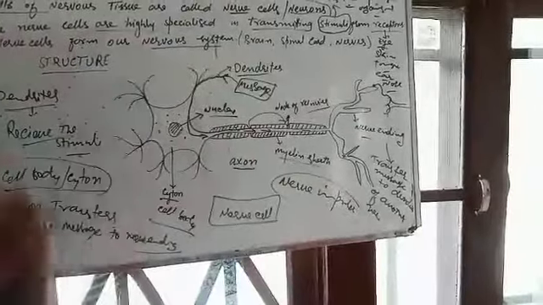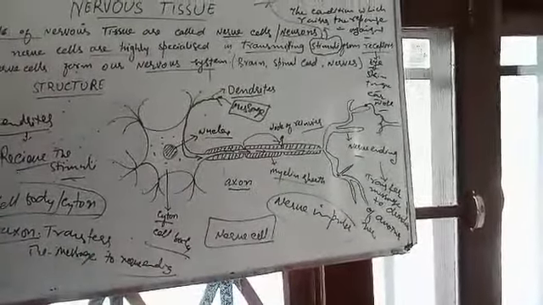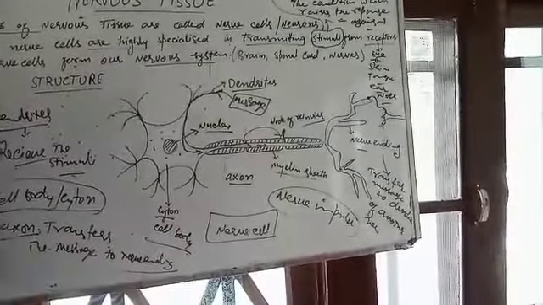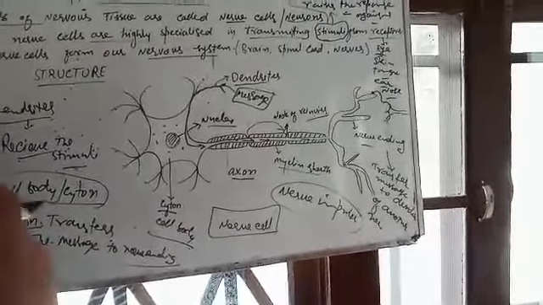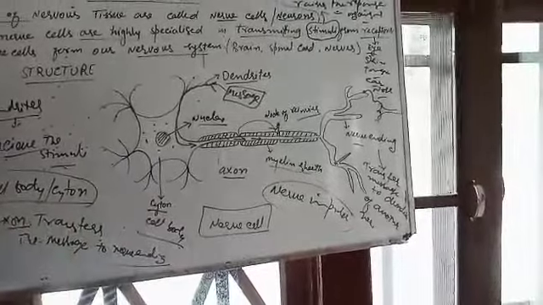And this whole process happens in the nervous system or nervous tissue in our body, through which our body coordinates to different environmental conditions inside our body and outside our body.